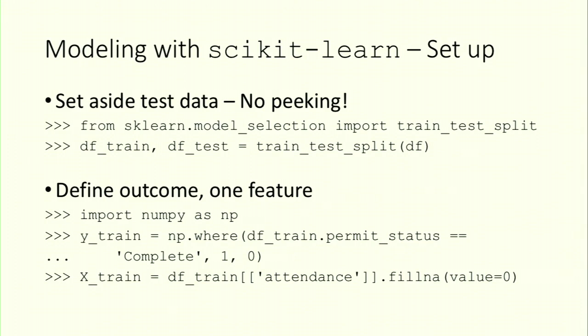Then we'll define the outcome using the NumPy where function. And this just turns the permit status, whether it's complete or not, into a 0, 1 column. And then because this is a very simple model to start out with, we'll use the one numeric feature in the data set, which is the attendance. And just in case there are any null values, we'll fill those in with zeros for now.